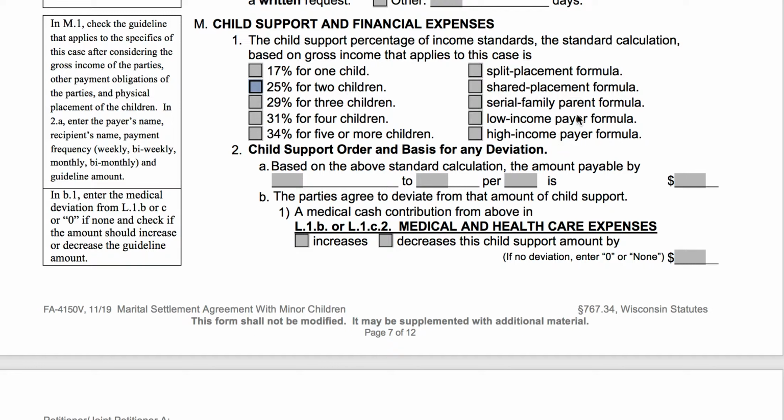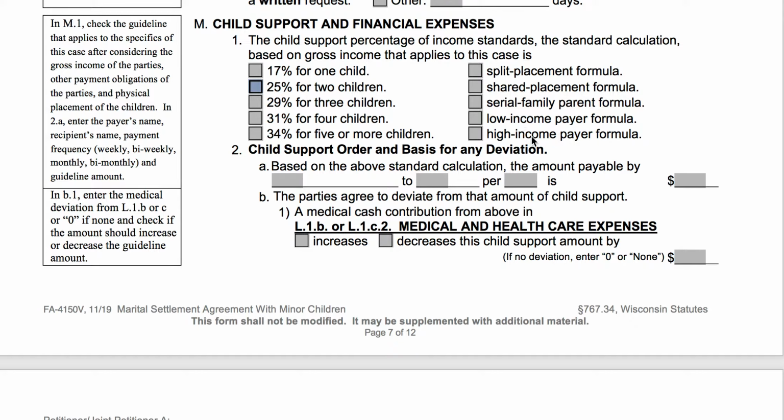The low income payer formula is a chart. It's a calculation basically for people whose incomes are particularly low. So generally, if you are under about $1,500 per month, the person who is paying, again, this one applies to who's paying. If the person who is paying is low income, about less than $1,500 a month, they may fall into that formula. And high income is if the person who is paying has income of more than about $7,000 per month.